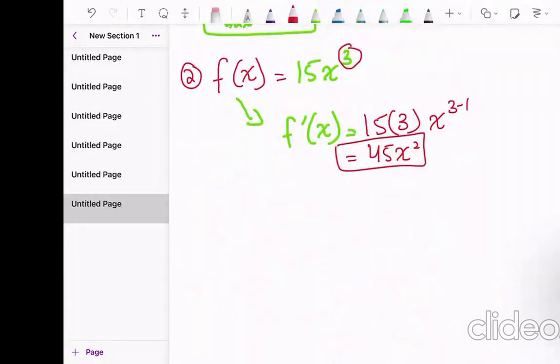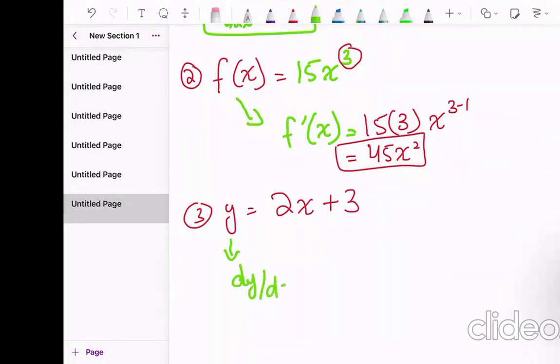So let me do one more example. For example, the question is y is equal to 2x plus 3. Now we need to apply the differentiation on that. Now listen to me very carefully. When we apply differentiation on y, this will become dy upon dx. Now, can you tell me what is the power of x in this question?